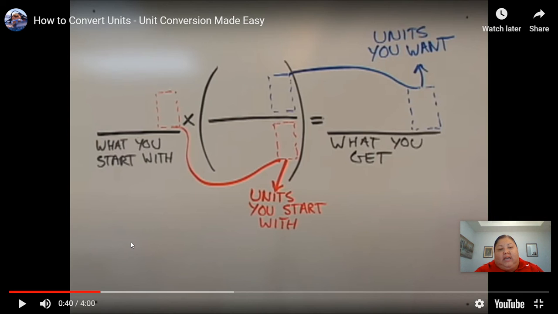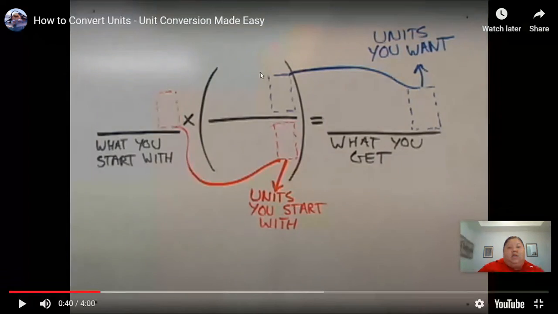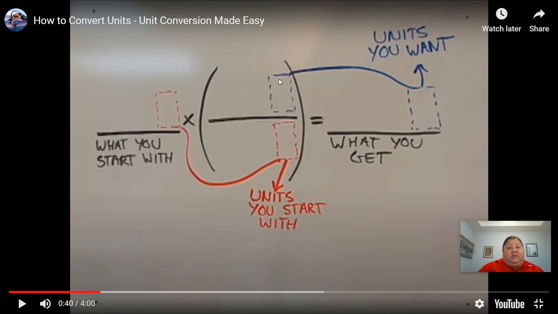So this is almost exactly like our setup, except we usually put a 1 underneath the beginning, right? That way we can easily see where it needs to be in order to get canceled. So if our unit, the one that we're starting with, is on top, we put it on bottom. That way they can cancel out. The new one always goes on top.